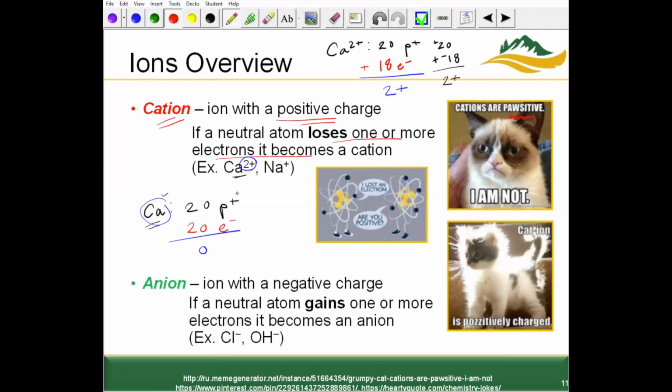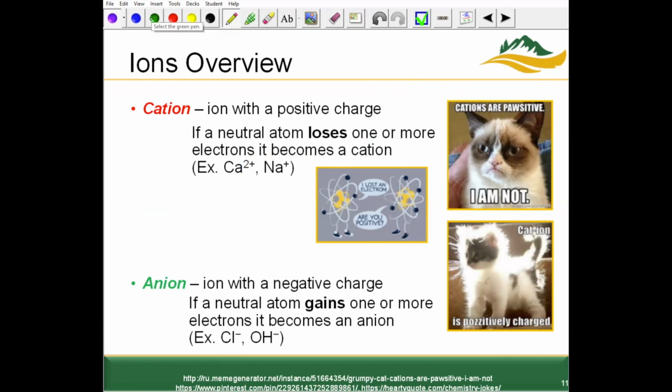So a positive 20 with a negative 18, that net charge is 2+. So neutral calcium: 20 protons, 20 electrons, overall net charge of 0. A cation of calcium, so calcium 2+, for example, means that calcium's neutral atom lost 1 or more electrons. How many electrons did it lose? Well, it must have lost 2 electrons. How do we figure that out? Calcium went from 20 electrons in its neutral state to only 18 electrons now as a cation.